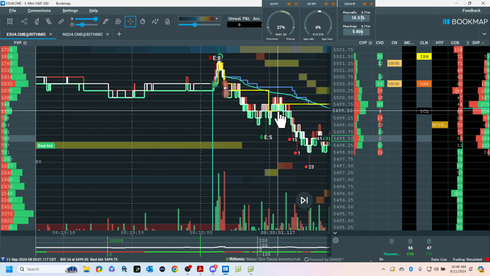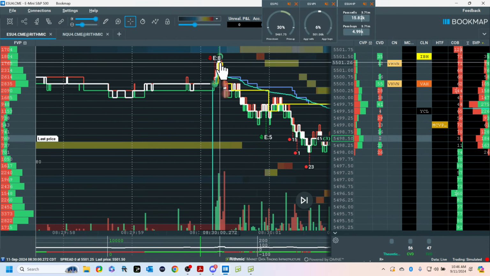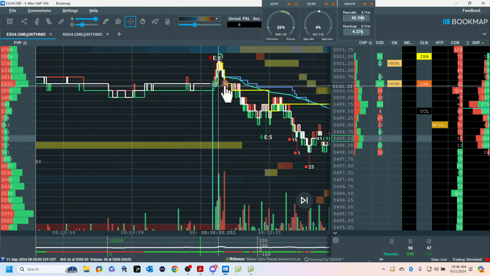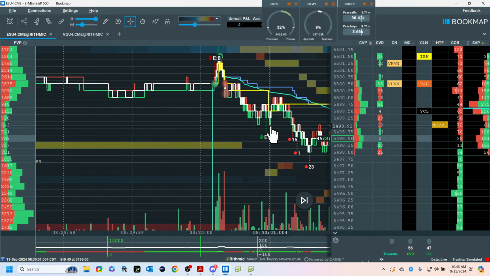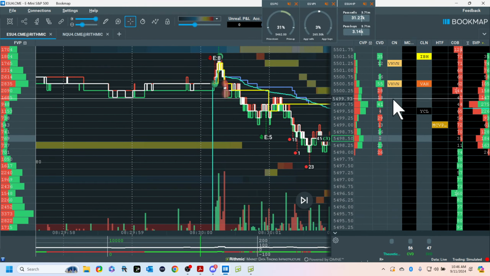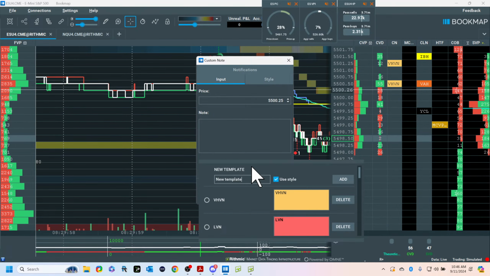I go down lower. So what does it tell me? Let's look at language. Too high, break low, too high, variable high volume node. In the Trader Lab, these are shorts.